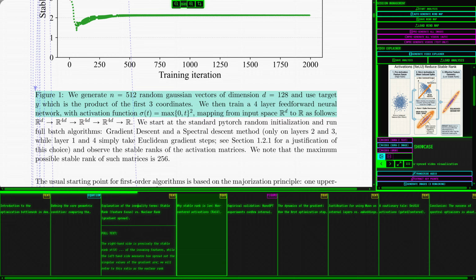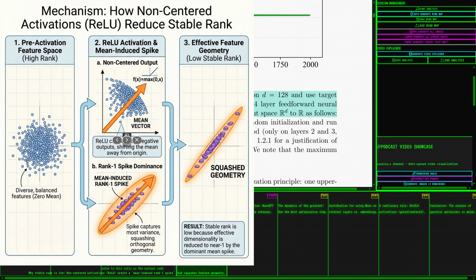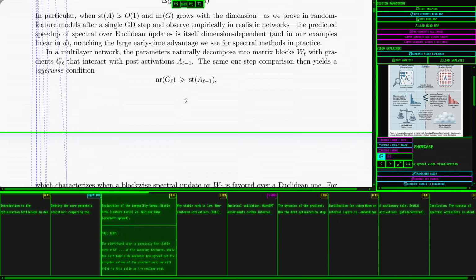So the reason Muon works so well is that it's just geometrically adapted to the specific landscape that large neural networks create, this spectral imbalance. That's the core takeaway. Now we just need to confirm two things. First, why is the stable rank, S of A, consistently so small? And second, how does the nuclear rank, S of G, manage to get so large?